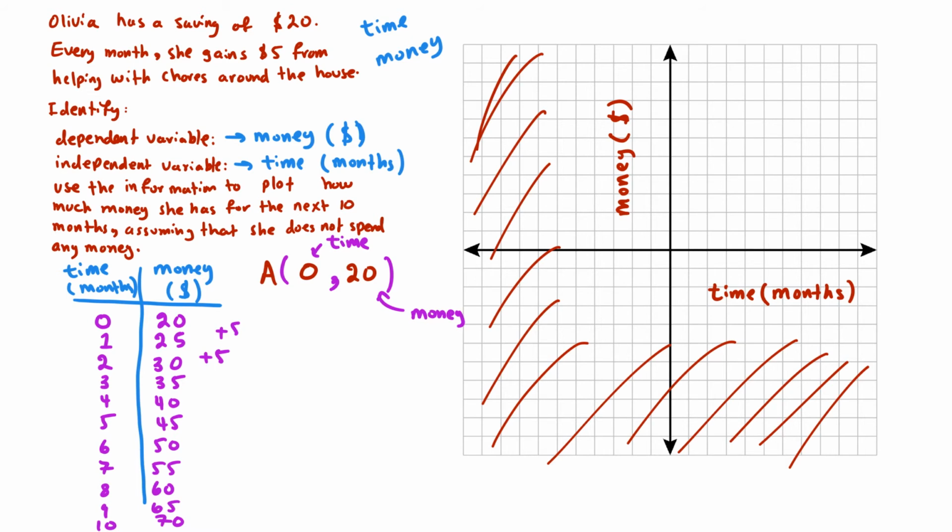Now, when you're graphing, always try your best to use as much of the graph as you can. In this case, over here I have 1, 2, 3, 4, 5, 6, 7, 8, 9, 10. This is excellent. I have exactly 10 months, so I can start off and label my x-axis right here as the origin. This is after 2 months, this is after 4 months, this is after 6 months, this is after 8 months, and this is after 10 months.